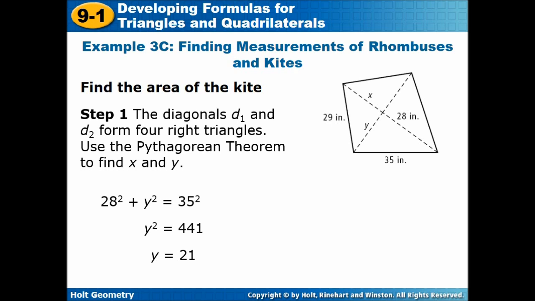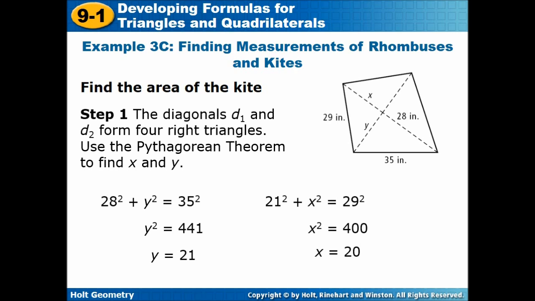So 28 squared, that's one side of a triangle, plus y squared equals 35 squared. Now, square those numbers and subtract the 28 squared from the 35 squared, and you get 441 after you square them. And of course, take the square root and you get y equals 21. So now you have one diagonal solved. Now, go ahead and do it for x.